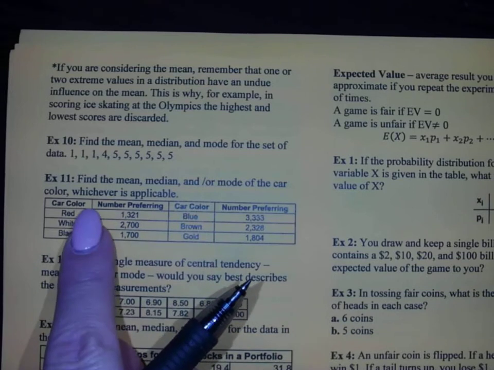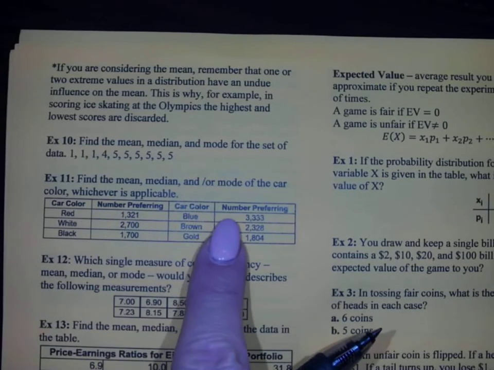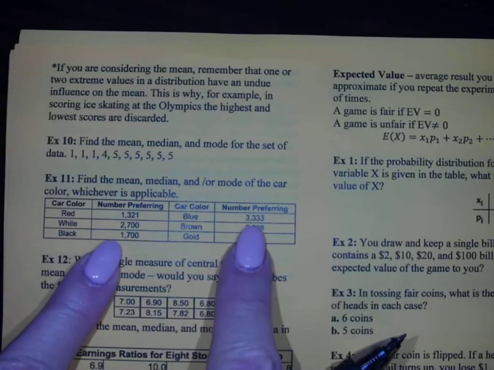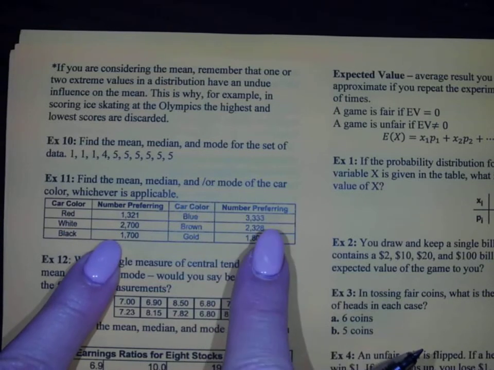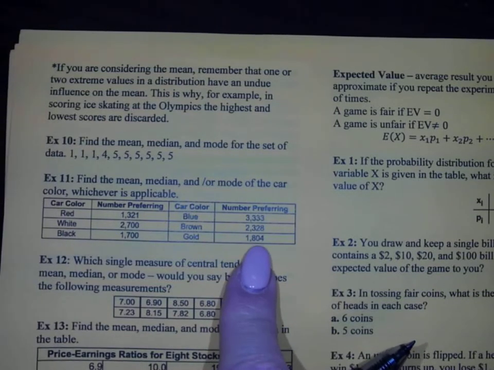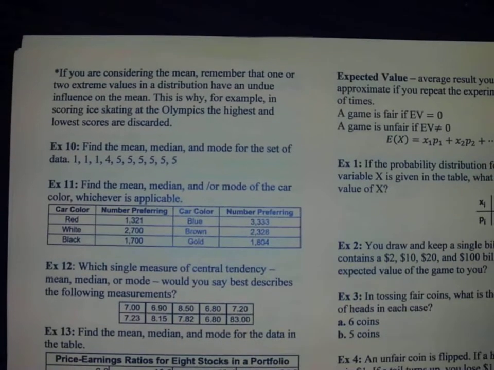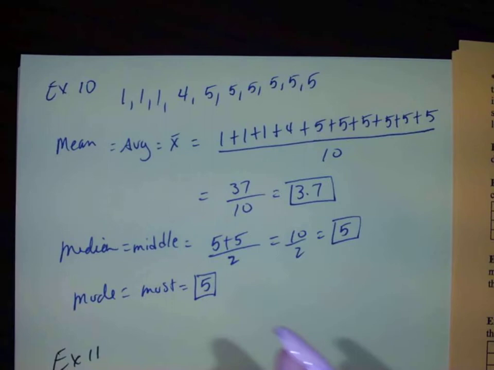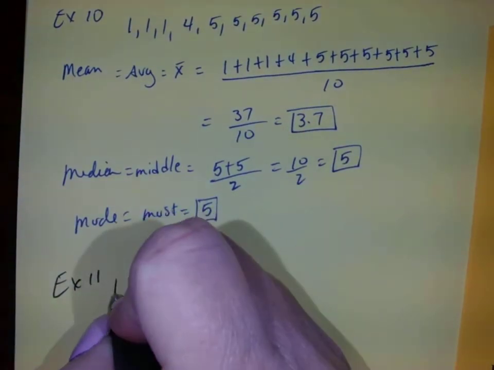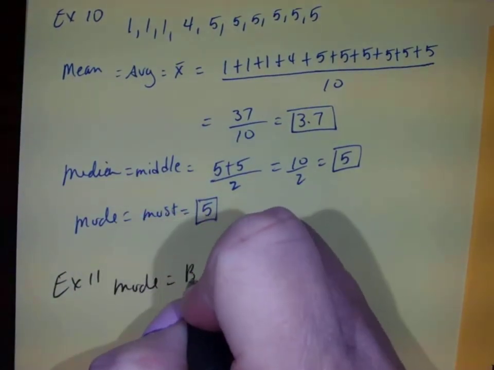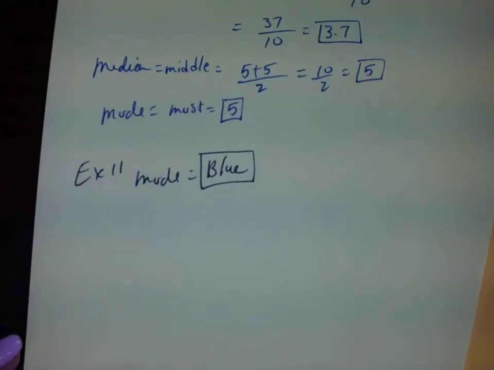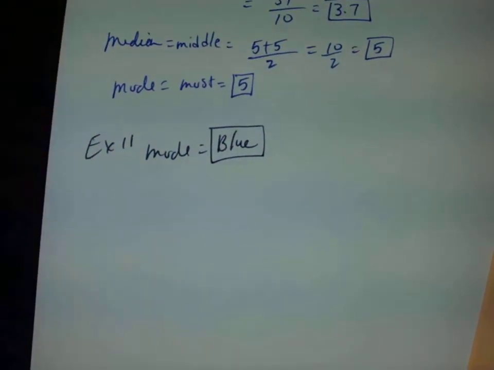So if we look at our numbers, which number is the highest? So we have 1300, 2700, 1700, 3300, 2300, and 1800. And I know there's more numbers, but generally speaking, the highest one is going to be the blue with 3,300. So the mode will be equal to blue. And that's the only one. The others are not suitable for this, so we will not use them.